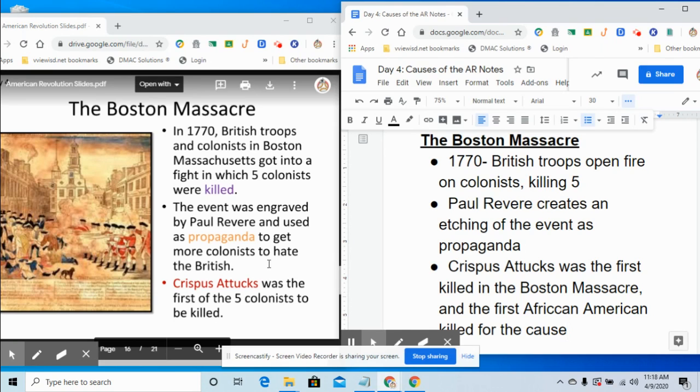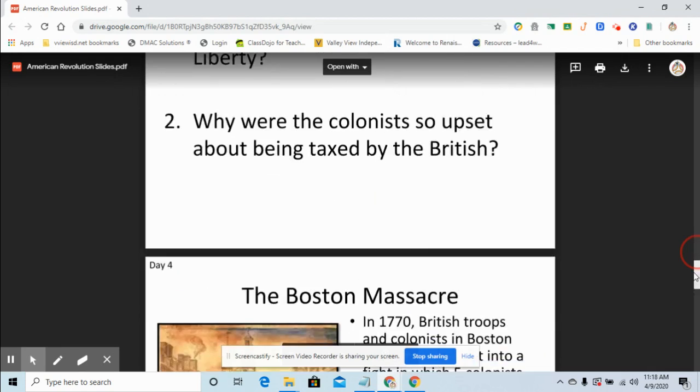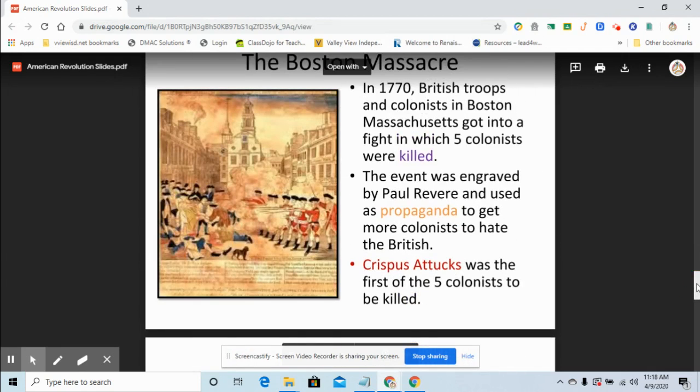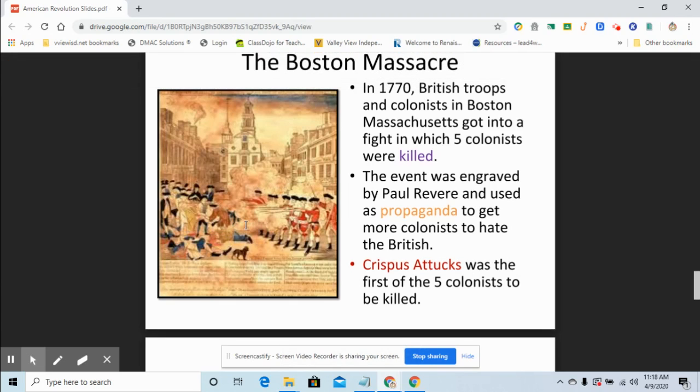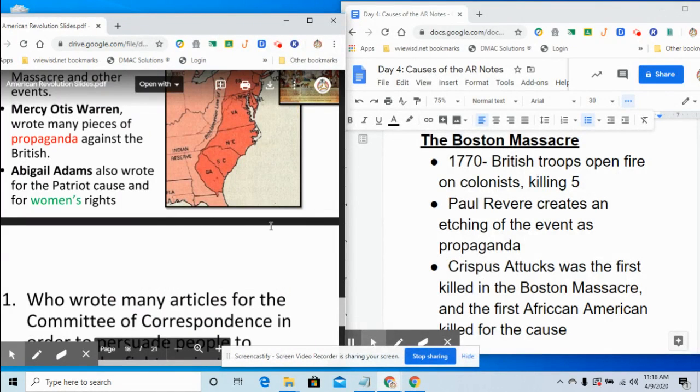Okay. Now, we talked about this in the past in class. I think one of the questions that I asked you guys was, why do you think it was that Paul Revere, knowing that Crispus Attucks was the first to die, left him out? So that's something to think about at home. Shoot me an answer. Tell me what you think.